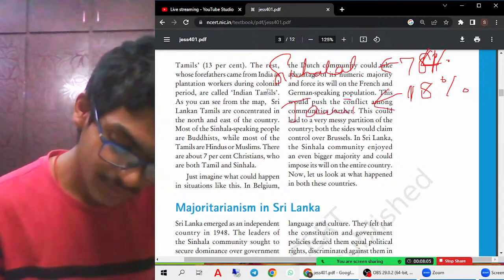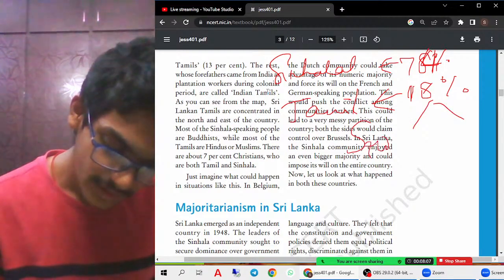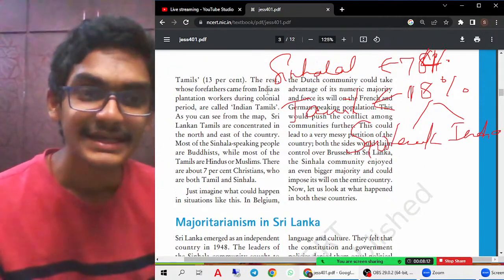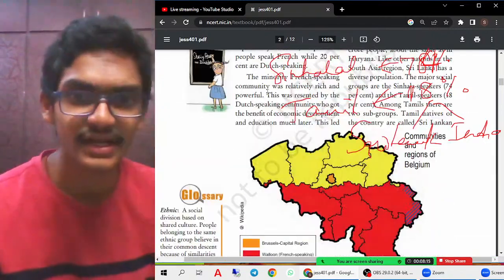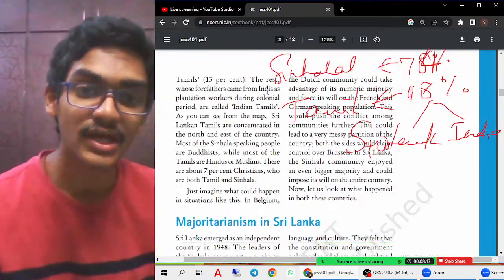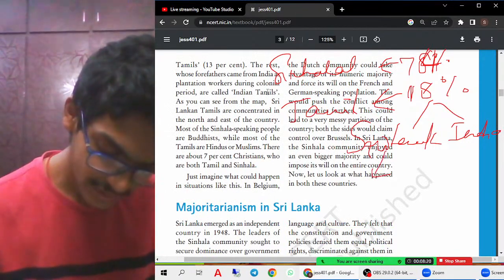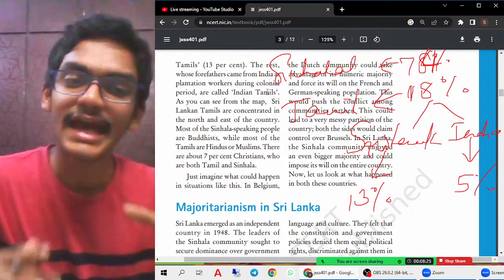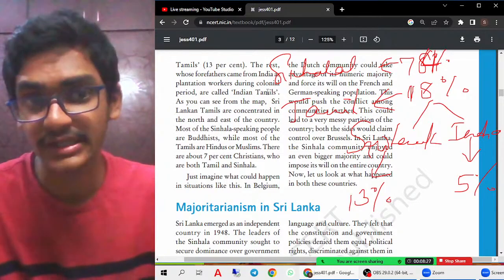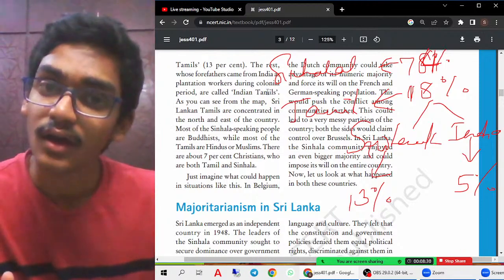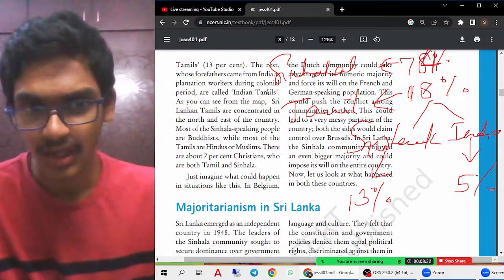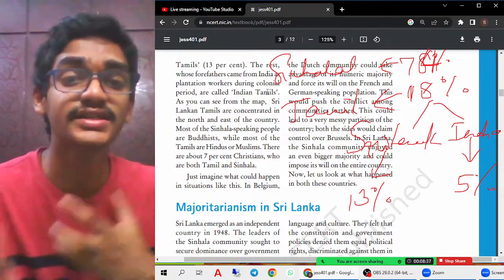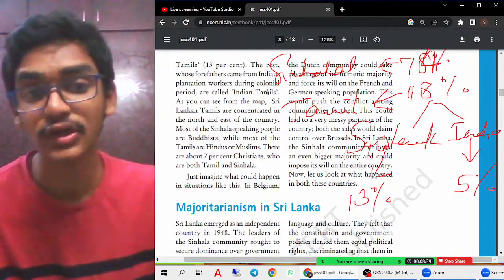In this Tamil group there are two different kinds of people, Sri Lankan Tamils and Indian Tamils. Most of them are Sri Lankan Tamils, who were around 13%, and Indian Tamils were around 5%. So as you can see, there is a clear majority of the Sinhala community in Sri Lanka. Because of which they started to show their dominance and superiority over the Tamil people.